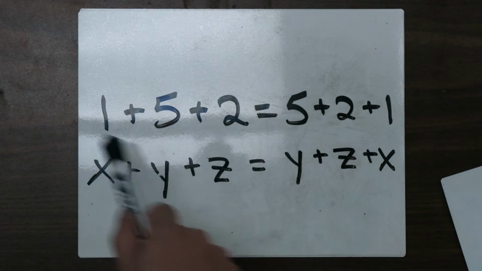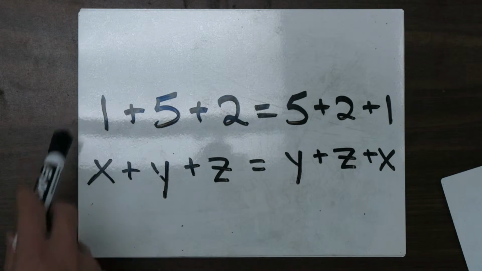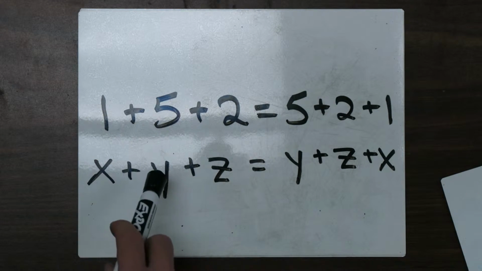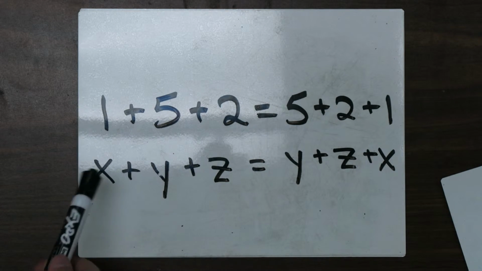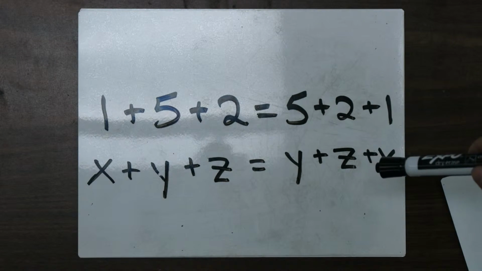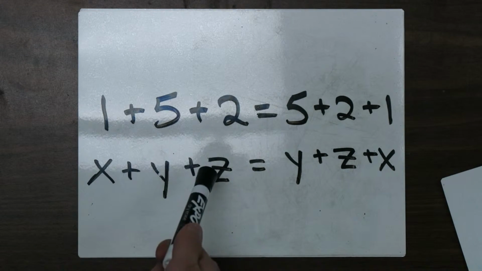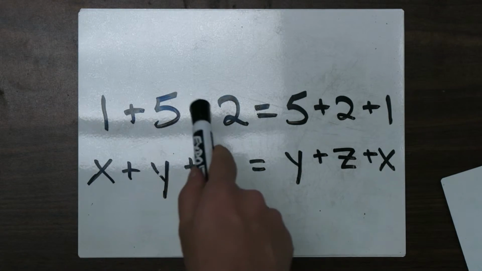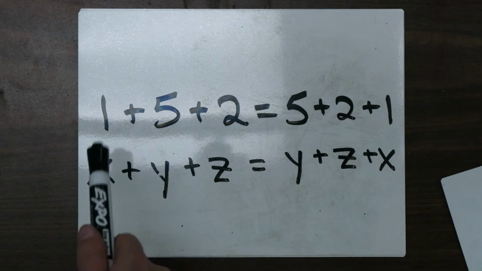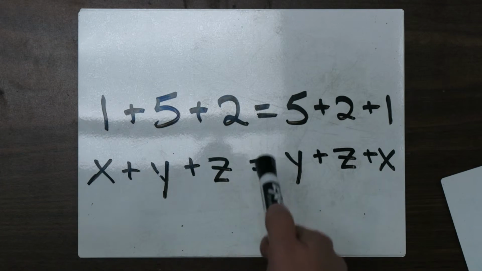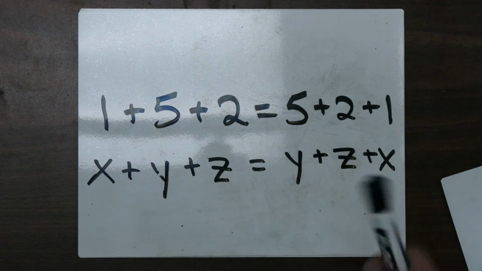I could represent this relationship using variables. I can replace the 1 with an x, the 5 with a y, and the 2 with a z. Here 1 is x, 5 is y, and 2 is z on both sides. So 1 plus 5 plus 2 equals 5 plus 2 plus 1. I could replace all of that with variables and say x plus y plus z equals y plus z plus x. All I've done is change the order.